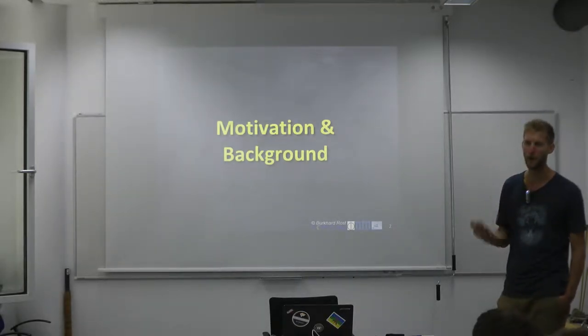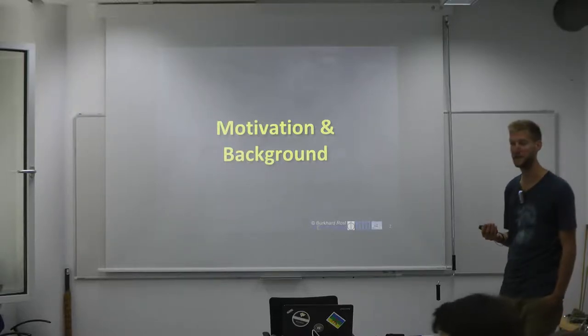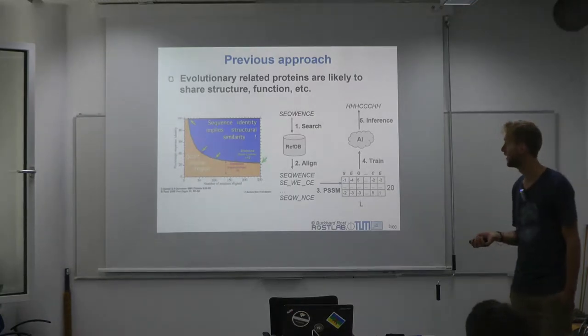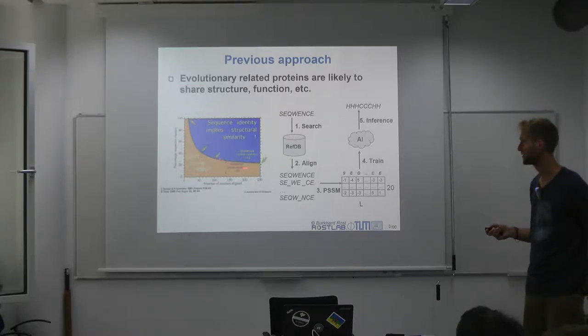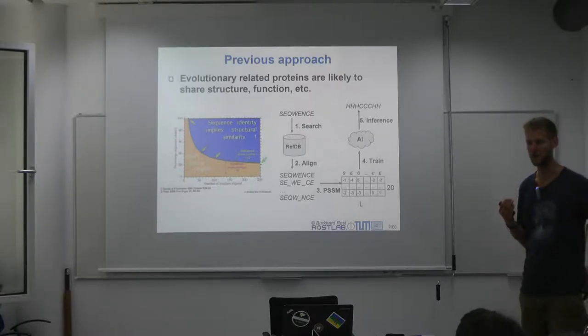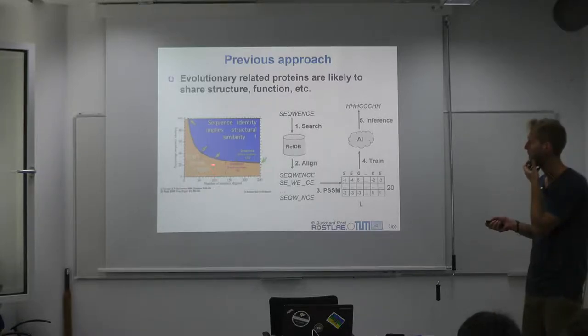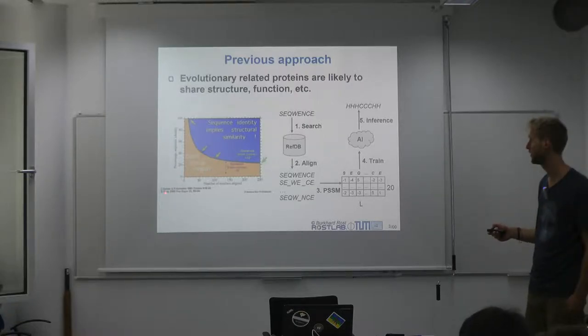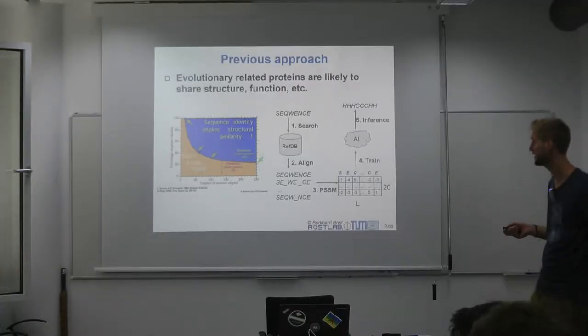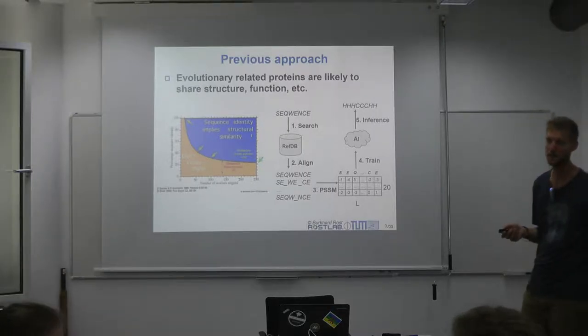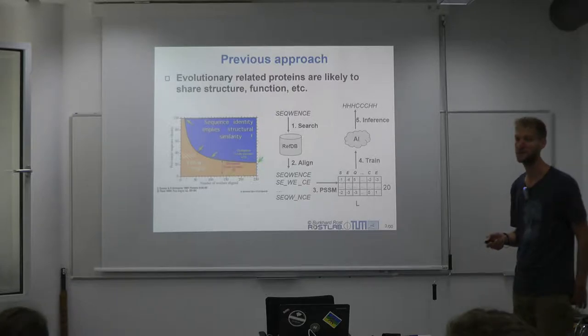But let's first talk about why we would actually like to represent our proteins in a different way than was done previously. I'm pretty sure that you're familiar with this slide. Previously we have always utilized the fact that proteins which share a certain sequence similarity also share a certain structural similarity and therefore functional similarity, which allows us to harvest this so-called evolutionary information. In this graph, if you pick one point, for example here, you see that if you have 100 residues aligned, then roughly 40% sequence identity is already sufficient to induce structural similarity.